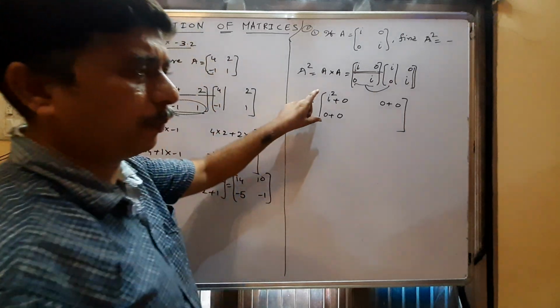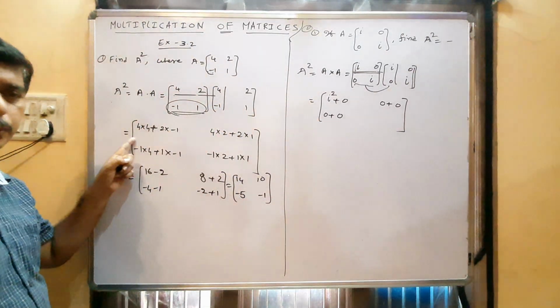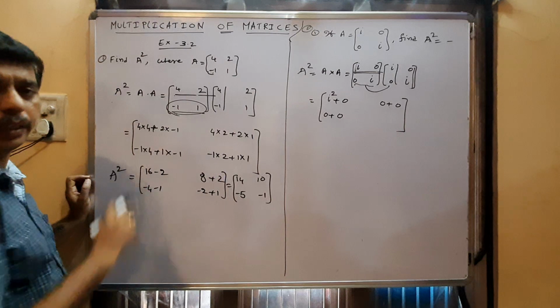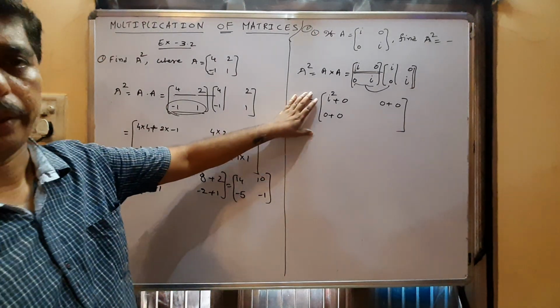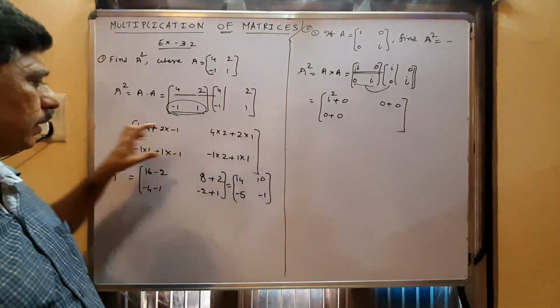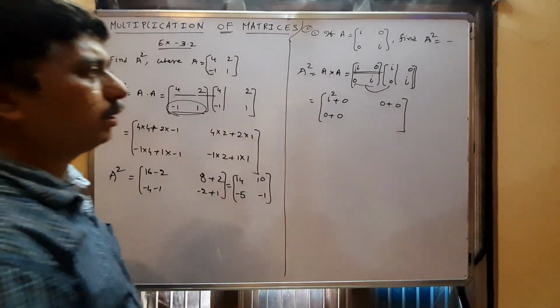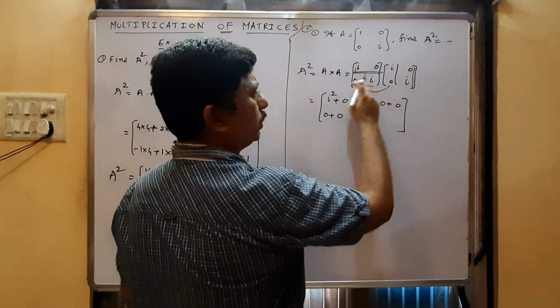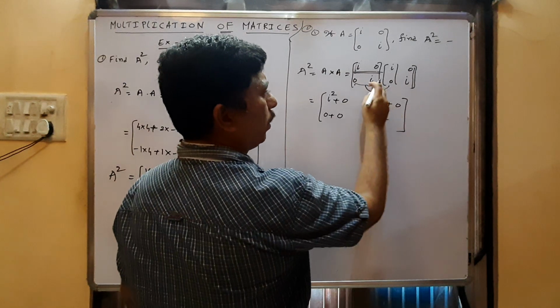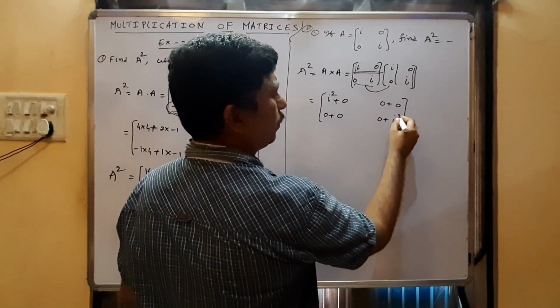I am writing the direct step. In the previous problem I wrote it like this for understanding purposes. Now I am writing directly. If you have doubt, you can do like this. Now coming to second row into second column: 0 into 0, 0 plus i into i square.